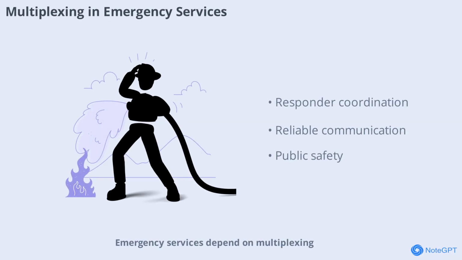Emergency services depend on multiplexing to coordinate communication between responders, dispatch centers, and hospitals. By sharing channels, multiplexing ensures that critical information can be transmitted quickly and reliably, supporting effective response and saving lives. This technology is essential for public safety and disaster management.